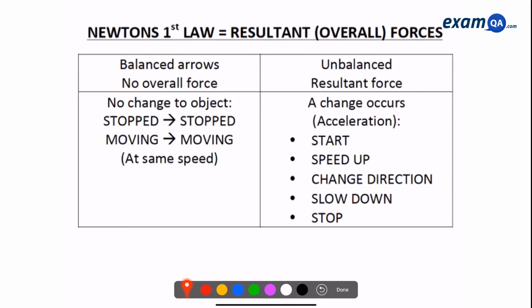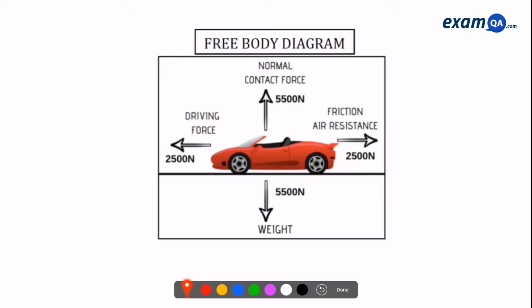But if the forces were unbalanced, for example, imagine this one, instead of saying 2,500, it said 3,000 newtons. Then we would say that there is an overall force in this direction of 500, because the forward is 3,000, the opposite is 2,500, subtract them, and that leaves you with 500 going this direction. So right now, there would be an overall force.